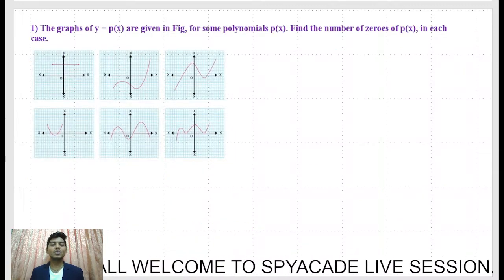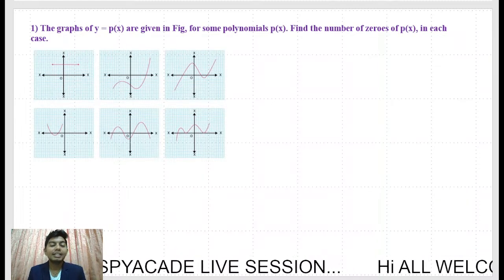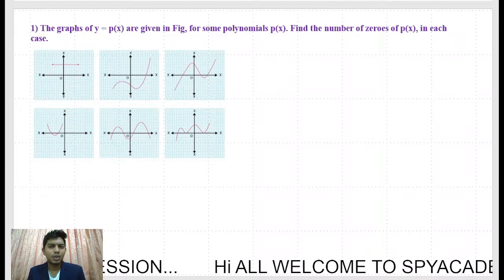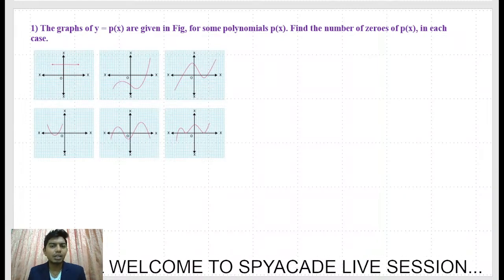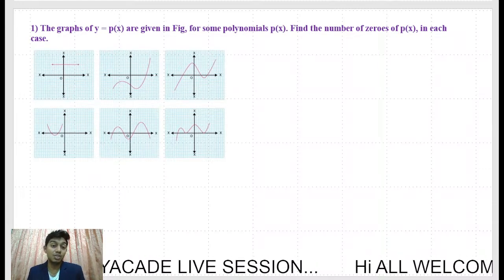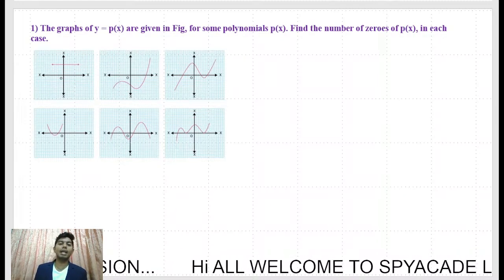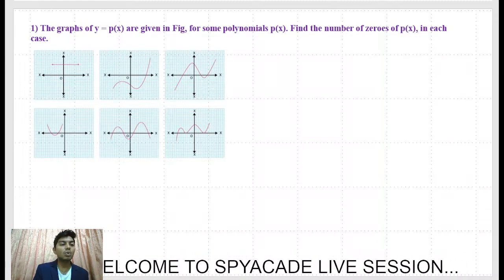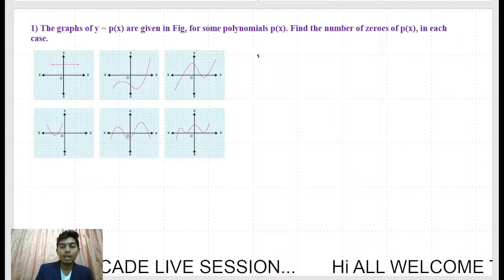Here is the first question, the simplest question in the world. The graph of y is equal to p of x is given in this figure, for some polynomials p of x. They are asking you to find the number of zeros of p of x in each case. There are 6 graphs here, so you have to find how many zeros each graph contains. Let's do it one by one.